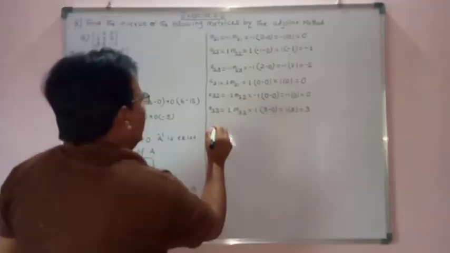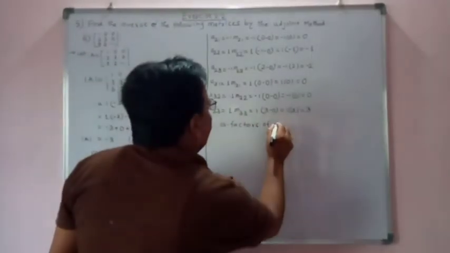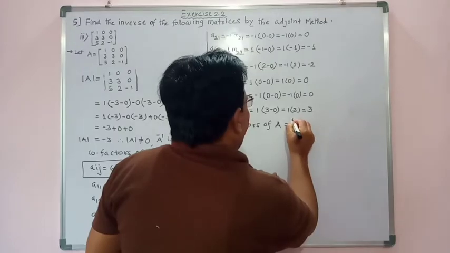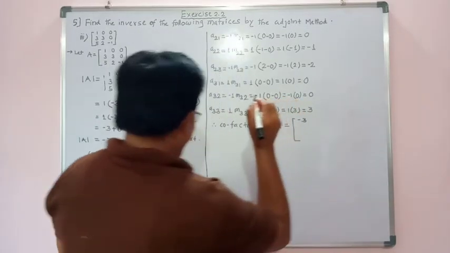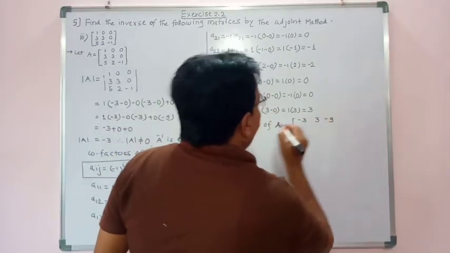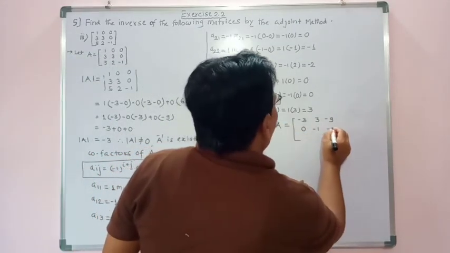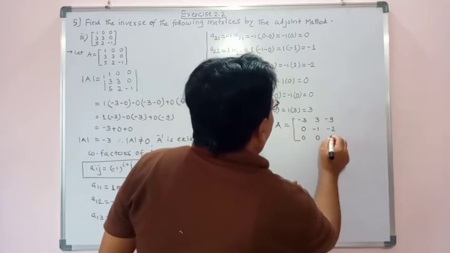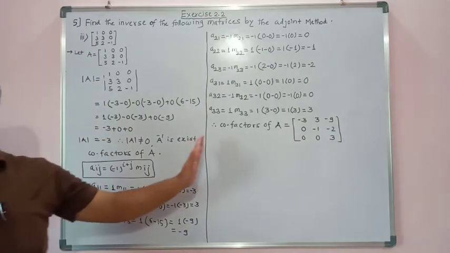Therefore, the cofactors of matrix A are: A11 is minus 3, A12 is 3, A13 is minus 9, A21 is 0, A22 is minus 1, A23 is minus 2, A31 is 0, A32 is 0, and A33 is 3. This is the value of the cofactors of matrix A.